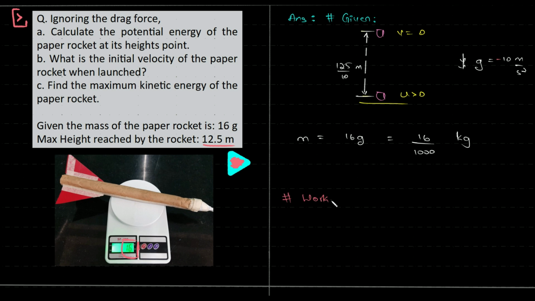we have the working. What is the very first thing? Very first thing is calculate the potential energy of the paper rocket at its highest point. So potential energy at highest point. But what is potential energy? Which is equal to mgh. So mass is 16 by 1000 kg. Acceleration due to gravity is 10. Yes, we are not taking the negative value. This is only the magnitude that we need to consider. And the height happens to be 12.5, that is 125 by 10. So we have 10 and 10 getting cancelled.